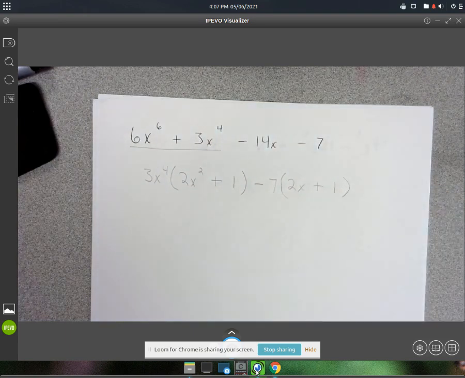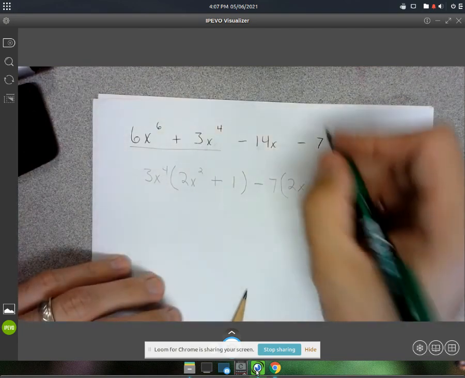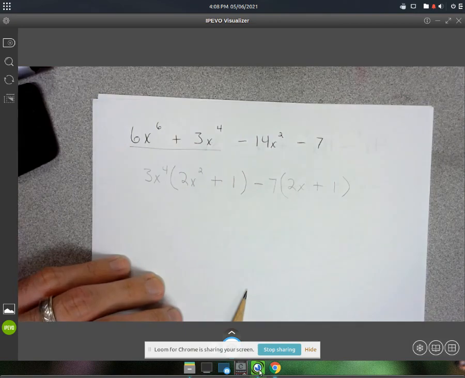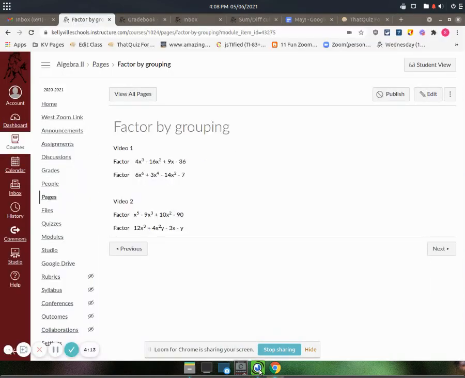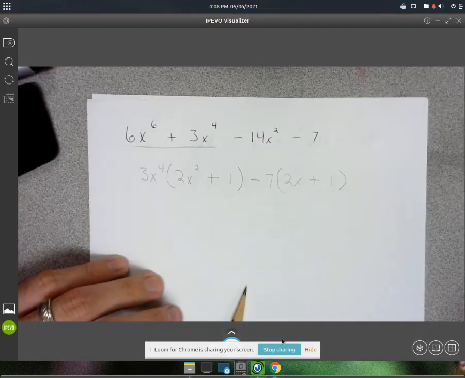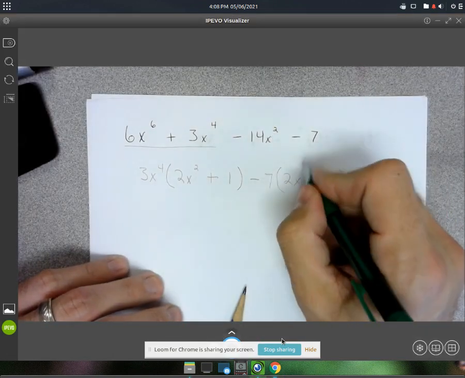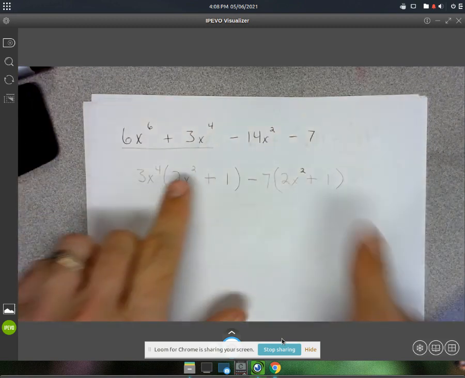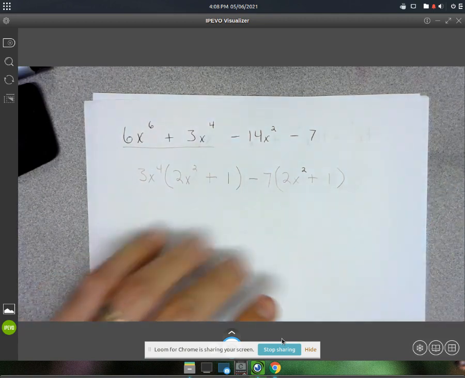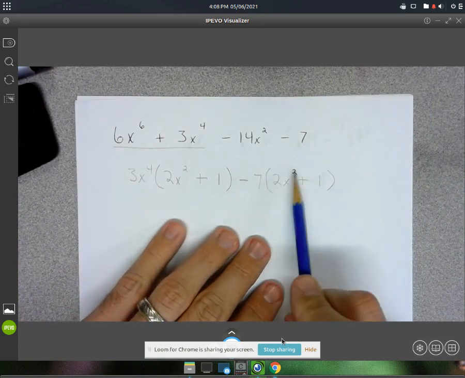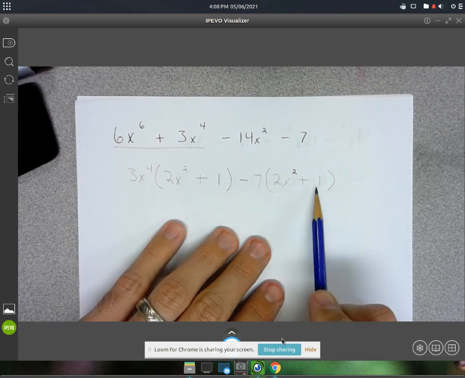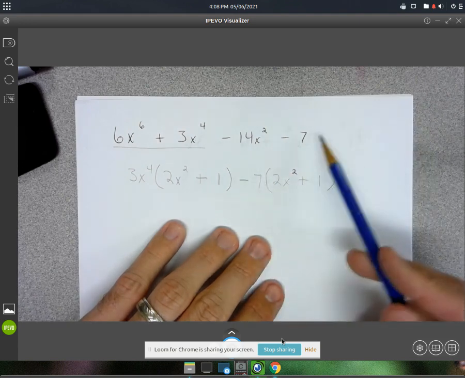Oh, what am I doing here? I was missing something here. My bad. This is supposed to be a 14x squared, isn't it? Yeah, it's a 14x squared. I just wrote it down wrong. Sorry. So that's a 14x squared. So this is a 2x squared there. I knew something was up because these factors are supposed to be the same. Anyway, notice if you take the negative 7 and you distribute it back in, you end up getting a minus 14x squared and a minus 7.